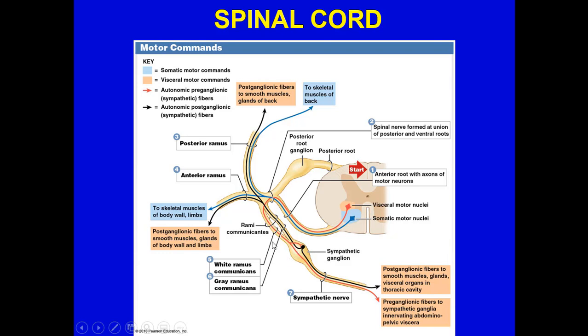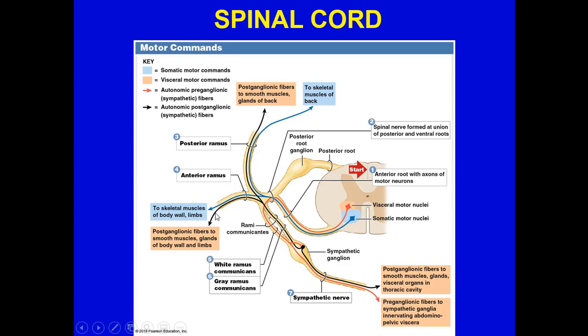What you will see is the white, which would give you a hint that it's myelinated. There will be a sympathetic ganglion chain that comes up through here. This is going to be the gray ramus, and this information is going to get passed down and out because this is involving motor commands, okay? Posterior ramus coming out, postganglionic fibers, the smooth muscles, glands in the back, etc. That is going to be the part that is autonomic nervous system. To the skeletal muscle in the back, that's going to be more somatic motor, okay?